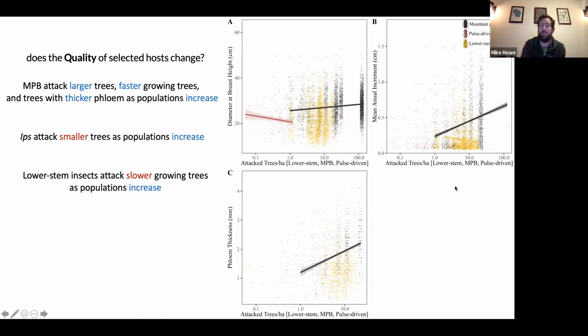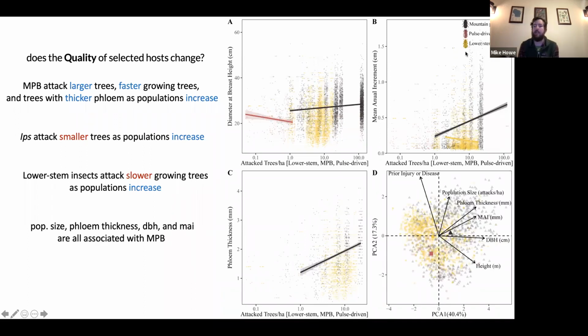And then we also wanted to look at what characteristics were broadly associated with these different types of insects using a PCA, and saw that population size, phloem thickness, DBH, and MAI were all associated with mountain pine beetle. But that's a slightly more esoteric point, so I'm not going to dig too deep into that.